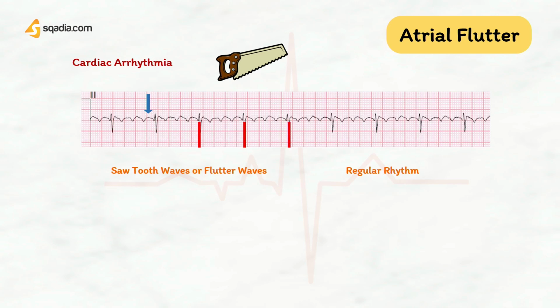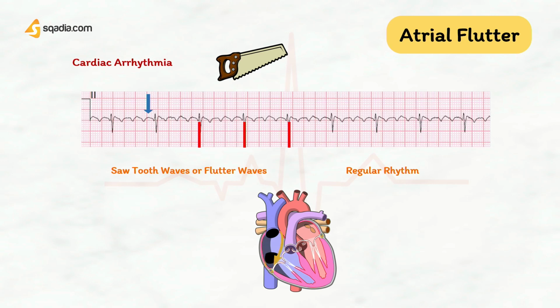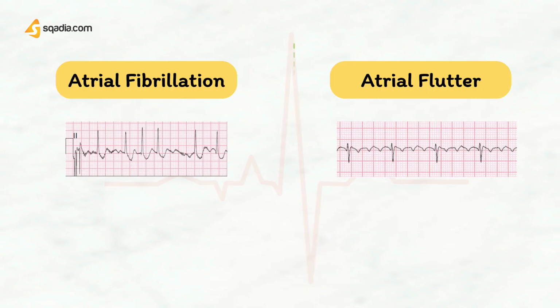The sawtooth waves or flutter waves are caused by the continuous wave of electricity that goes round and round in the atria that can sometimes go on to generate a QRS complex. So just to emphasize for your exams, if you want to differentiate between an atrial flutter and atrial fibrillation, just remember that the main difference is that the RR intervals in the atrial fibrillation occur irregularly and are regular in atrial flutter. On an ECG, it will be easy to recognize the sawtooth flutter waves and also appreciate the rhythm.